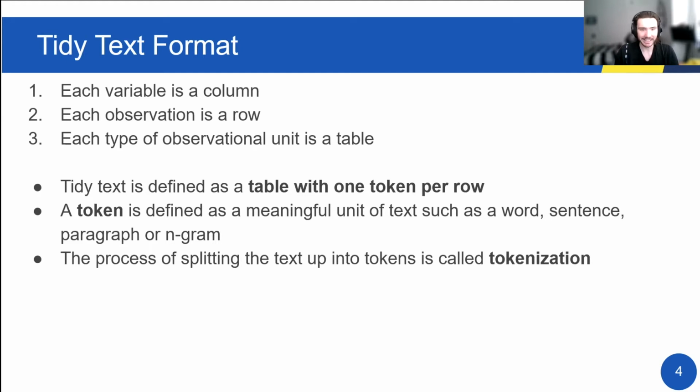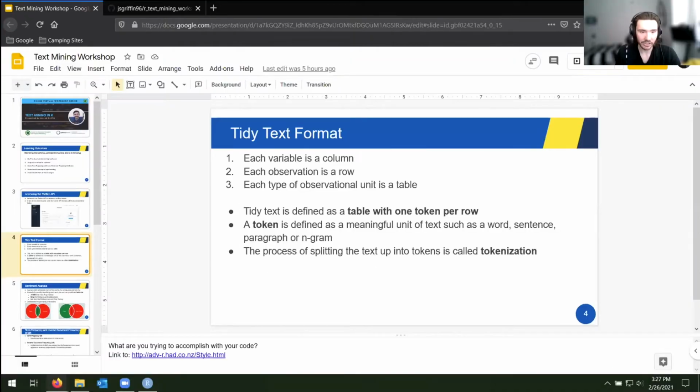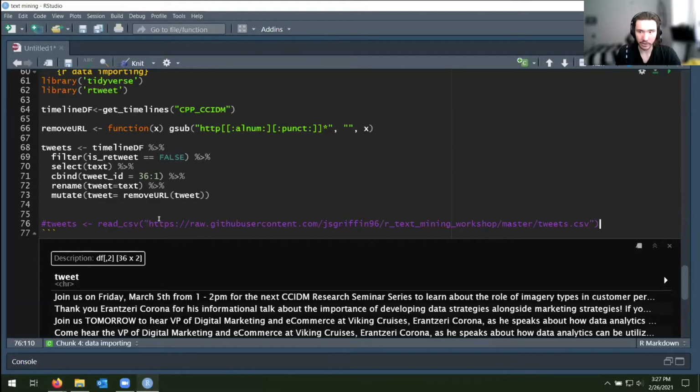It means that tidy text is defined as a table with one token per row. But what is a token? A token is a meaningful unit of text that you can define. It can be a word, sentence, paragraph, or an n-gram, which we will talk about in a bit. Finally, that process of splitting the text up into those tokens is called tokenization. So let's jump into R and actually tokenize all of our tweets.